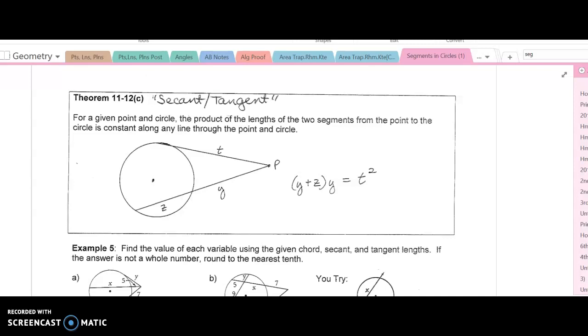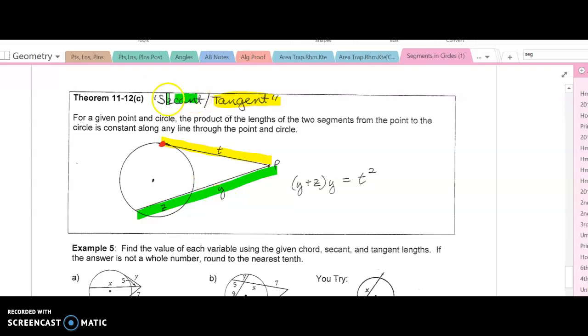Okay, and then for this last theorem, I like to call this one secant tangent because you'll notice that T is a tangent line. It's just touching the circle. It doesn't go all the way through the circle, right? And then you still have your secant ZY here, and they go to an exterior point P.